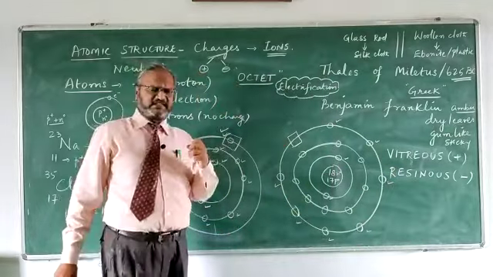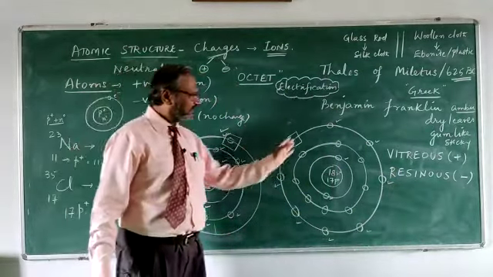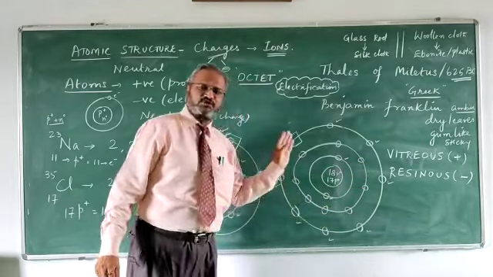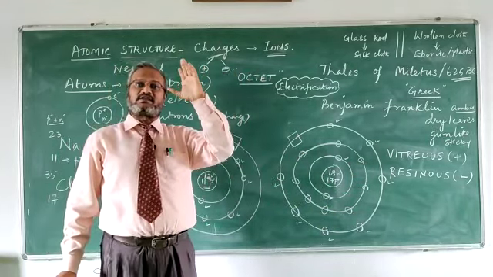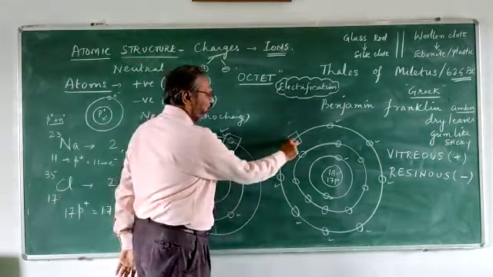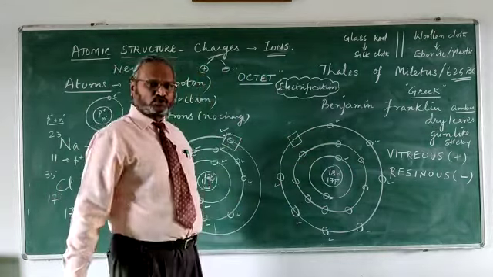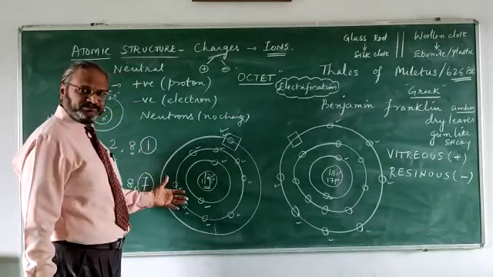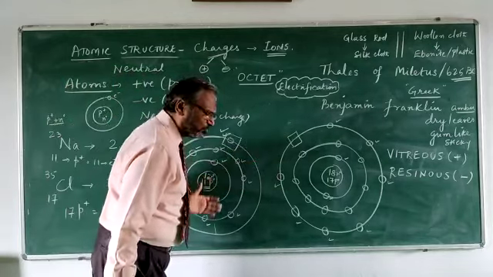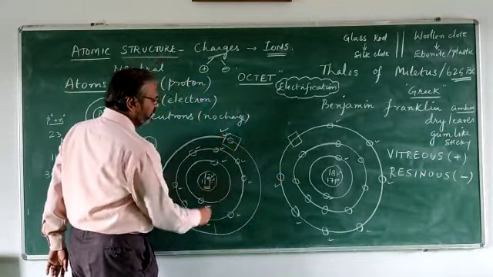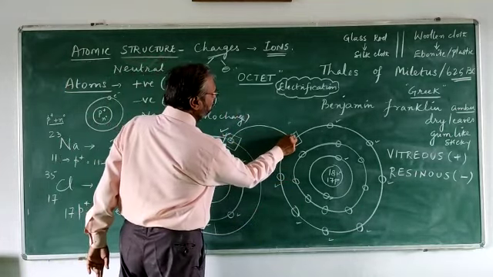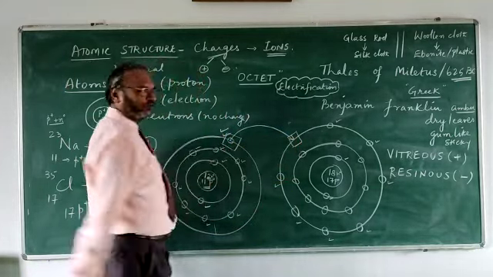Now tell me, in this chlorine, how many electrons can fit in the outermost shell? According to octet rule, 8 electrons. So there is a vacancy of 1 electron. So when you bring sodium and chlorine close to each other, what will happen? The sodium will give its 1 electron to the chlorine.